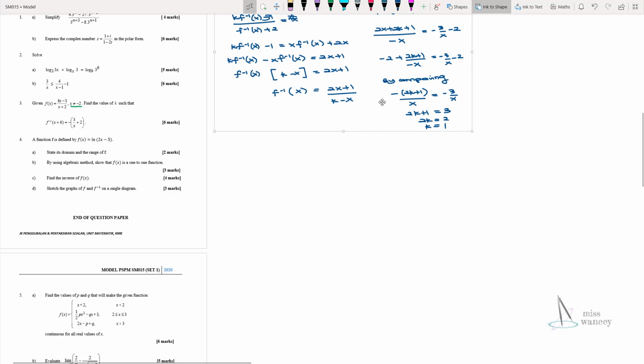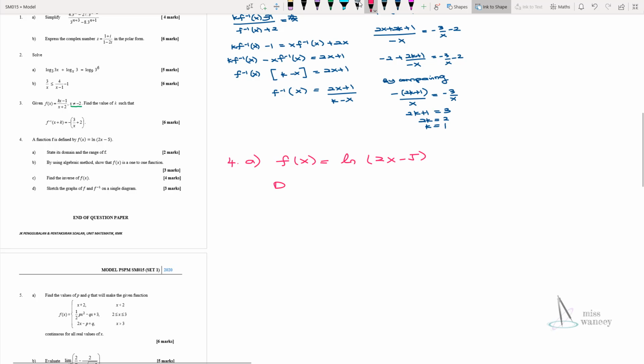Okay, so question number 4 now. A function f is defined by f(x) equal to ln(2x minus 5). State its domain and range. Okay, so number 4a. f(x) is equal to the ln of 2x minus 5.